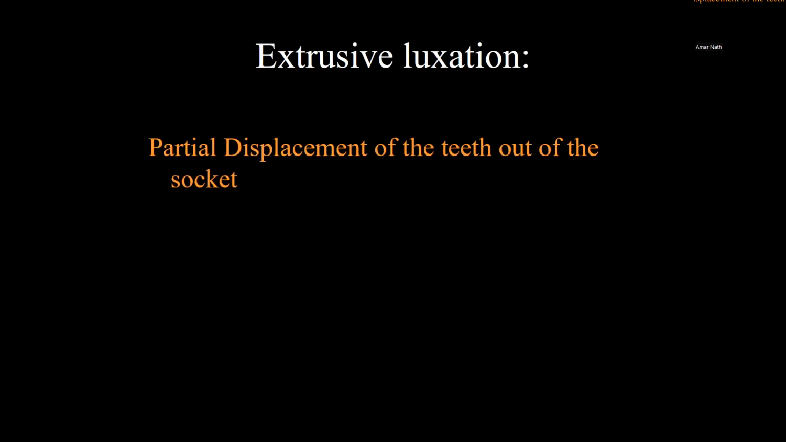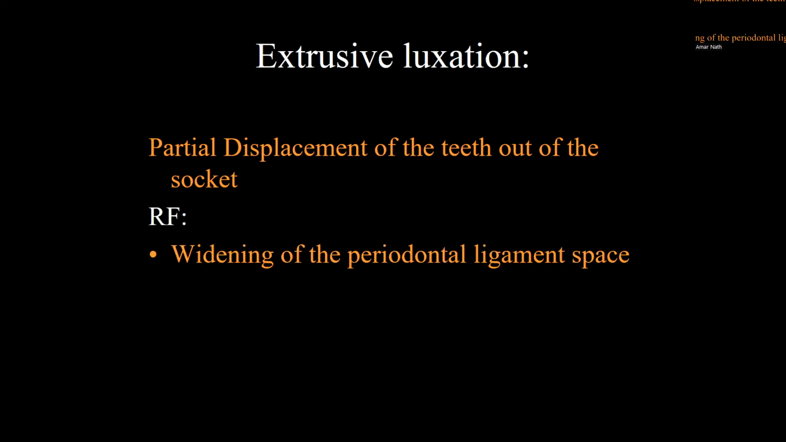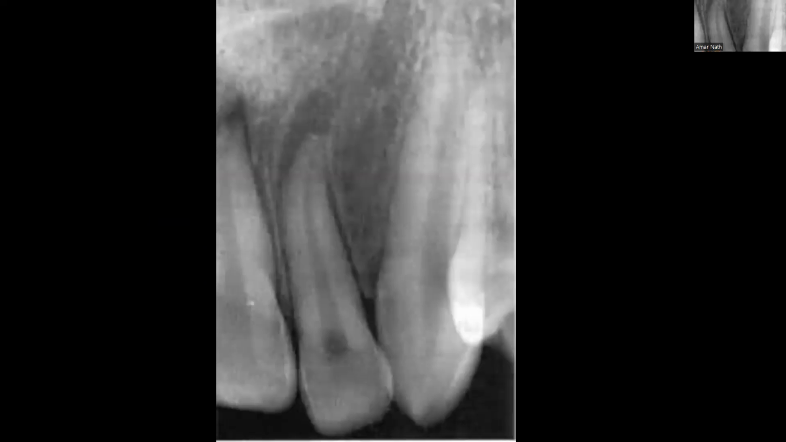Next is extrusive luxation. Extrusive luxation is the partial displacement of the tooth out of the socket. That is, the tooth is not completely coming out of the socket, but partially it comes out. As a radiological feature, widening of the periodontal ligament space can be seen. Widening is more at the apex; you can see a huge space in the apex between the tooth apex and the lamina dura. Here the partial tooth has come out, so the space has increased.